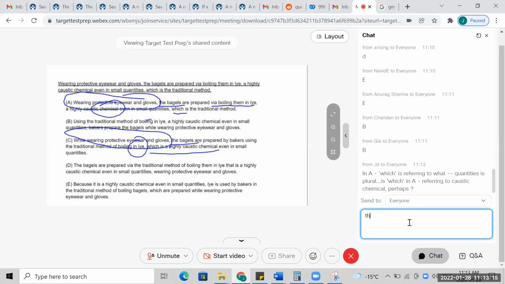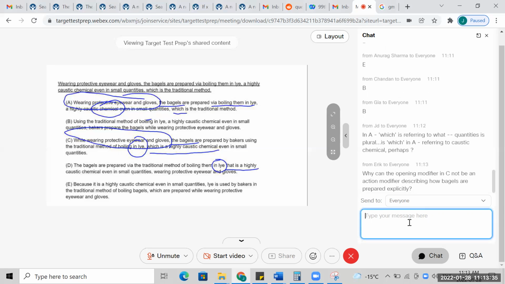Okay, going to the next one. The bagels are prepared via the traditional method of boiling them in lye that is a highly caustic chemical. Huh. I mean, we're focused on word placement today, but we can see that we don't need a restrictive modifier that is a highly caustic chemical to modify lye, because there's only one thing. This is one specific chemical already. So now we see our word placement problem again. We have wearing protective eyewear and gloves. What's this modifying?